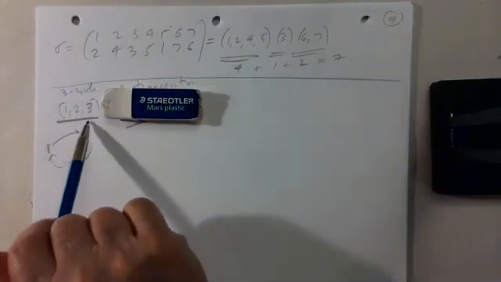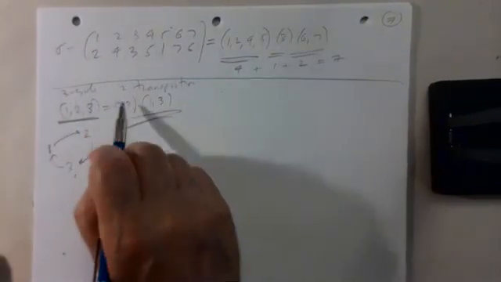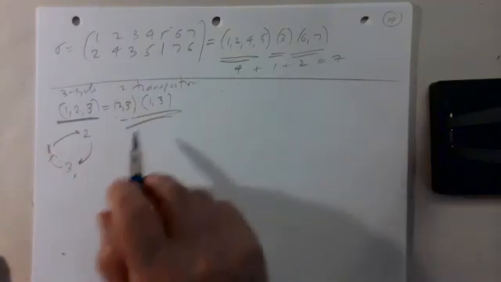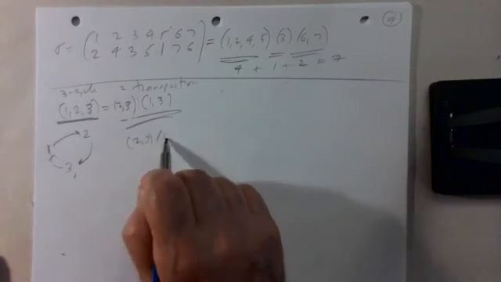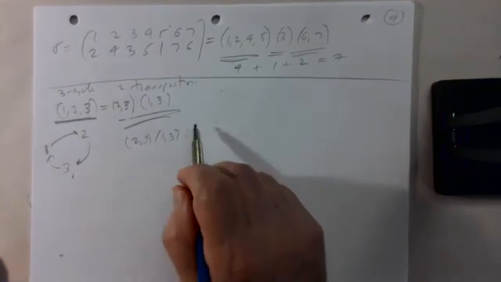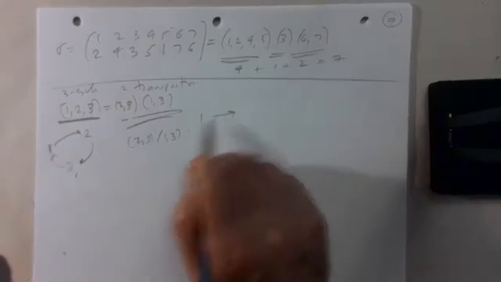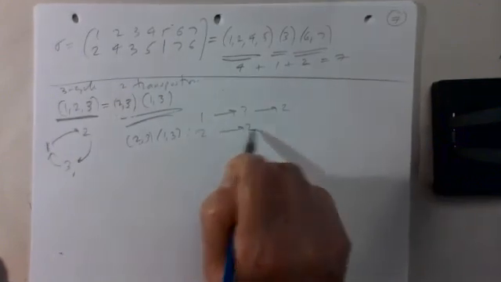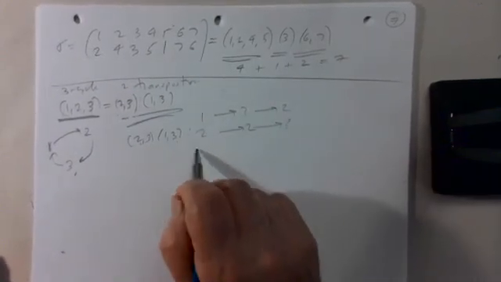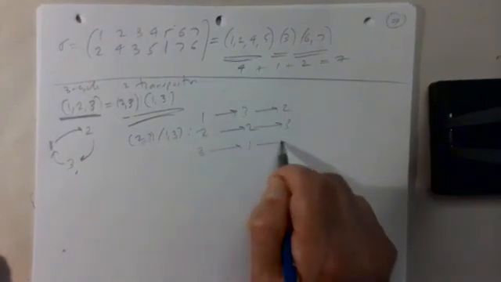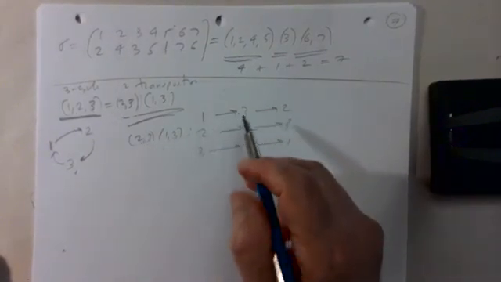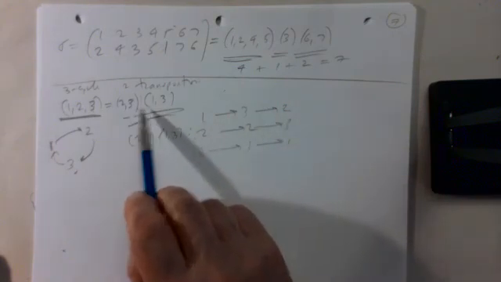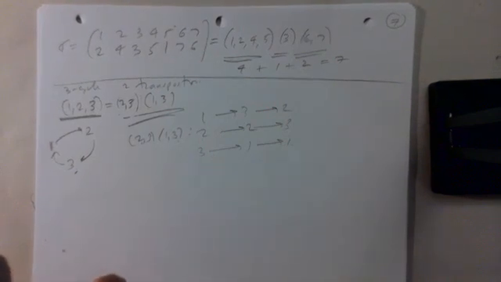Okay. And I claim I can write this as a product of two transpositions, namely 2, 3 times 1, 3. So if I examine the transposition 2, 3 composed with 1, 3, what does that do? It sends 1 to 3 to 2. This sends 2 to 2 to 3. This sends 3 to 1. This sends 1 to 1. So when I compose these two, I have 1 goes to 2, 2 goes to 3, 3 goes to 1. So this is a correct formula. Okay.